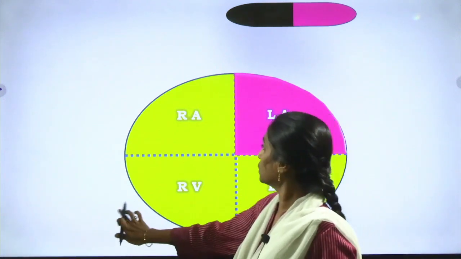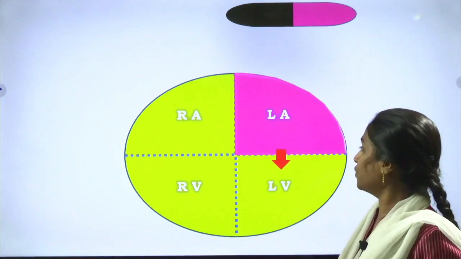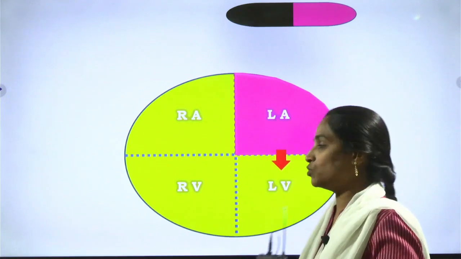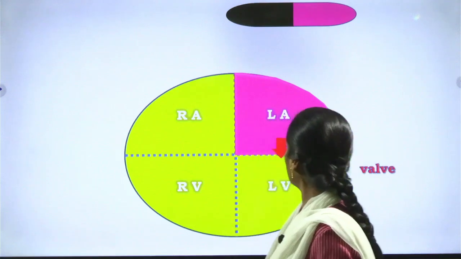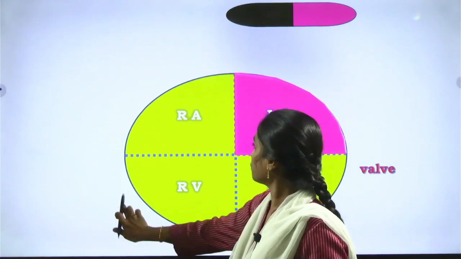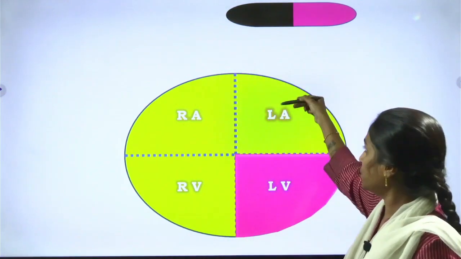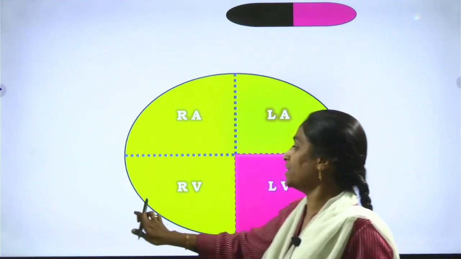Yes, the blood is moving into the left ventricle, right? So here the valve is nothing but the mitral valve, and we can also call it a bicuspid valve. And the next one, the valve is responsible for sending the blood. Yes, from here it got emptied and entered into the left ventricle, and from here where does it go?